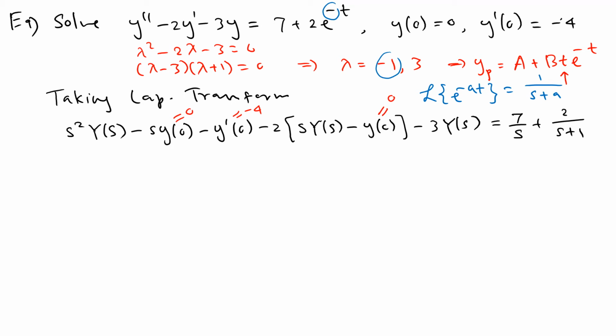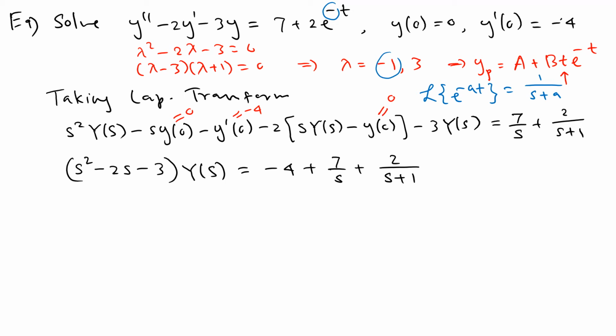So what we have is s squared. Let's look at the Y terms, minus 2s minus 3. You see, this is simply the characteristic equation, but with s now, not lambda. So that's the difference. And Y(s), now you're going to bring the other terms to the other side. So we have negative 4 coming, and then we have 7 over s, and then plus 2 over s plus 1.